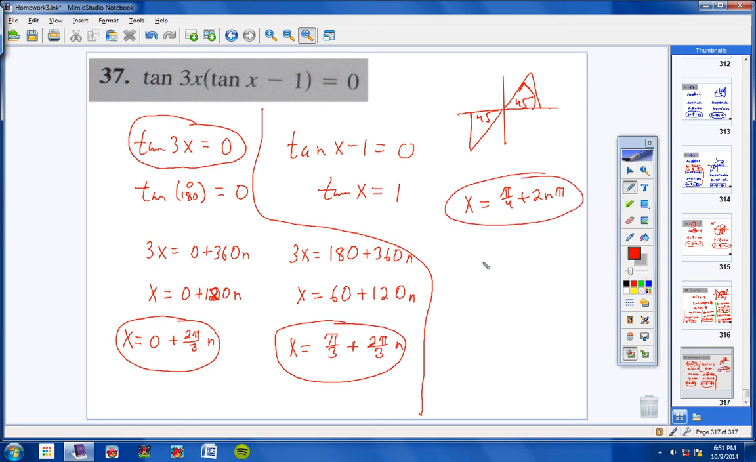And then the next answer would be x equals, and we start here, 180 plus 45 more is 225 degrees, which is 5 pi over 4 plus 2n pi. Okay? So there we go. Let me check the back of the book here real quick, make sure we're correct here. Let's see, n pi over 3. Yep, that works. And pi over 4 plus n pi.